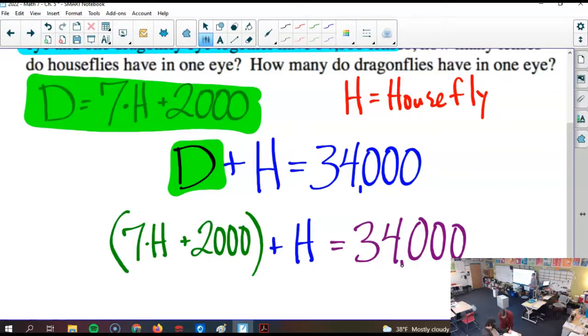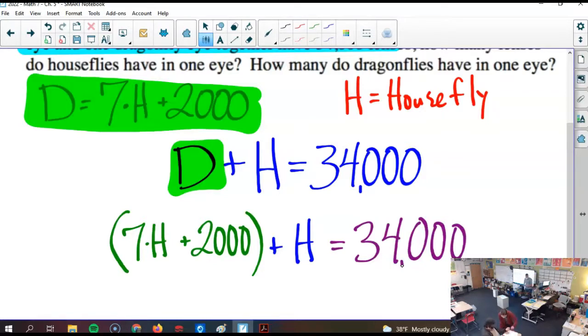Does anyone have questions on why I replaced the D? We had written down what D is using H, so that lets us use just one variable. Here the variable that we're going to use is H. It's the same thing as saying X. It's just easier for us.